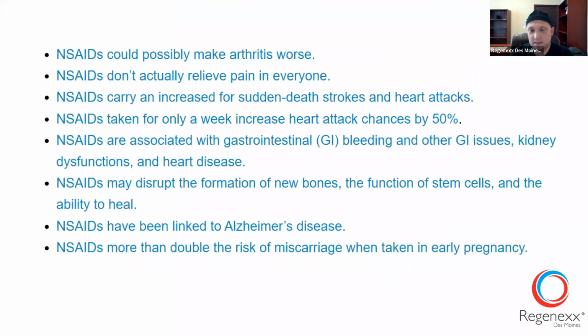NSAIDs we could talk about the entire time. We could literally spend an entire lecture. Here's some that we pulled up. All of these have publications to back it up. It is not just me saying this. This is entirely all true. And so there's lots of data showing that NSAIDs make arthritis worse.